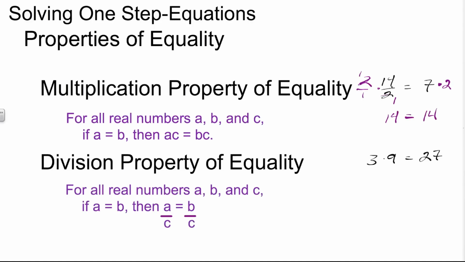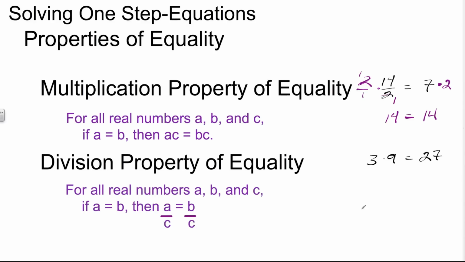So we can see there with a numerical answer that the use of the multiplication property of equality can change equations, but yet maintain the equality of that equation. For the division property of equality, for all real numbers a, b, and c, if a is equal to b, then a divided by c is equal to b divided by c.